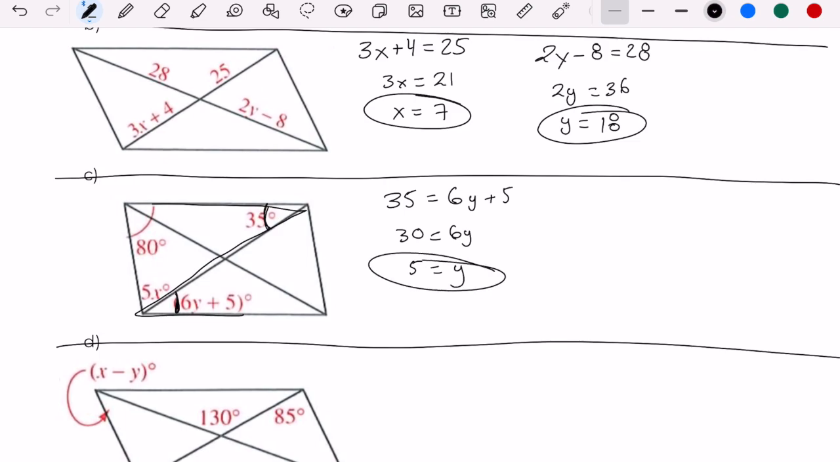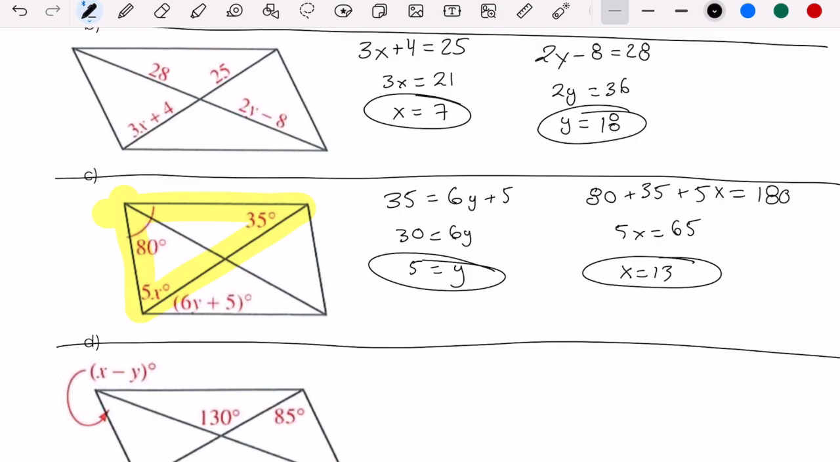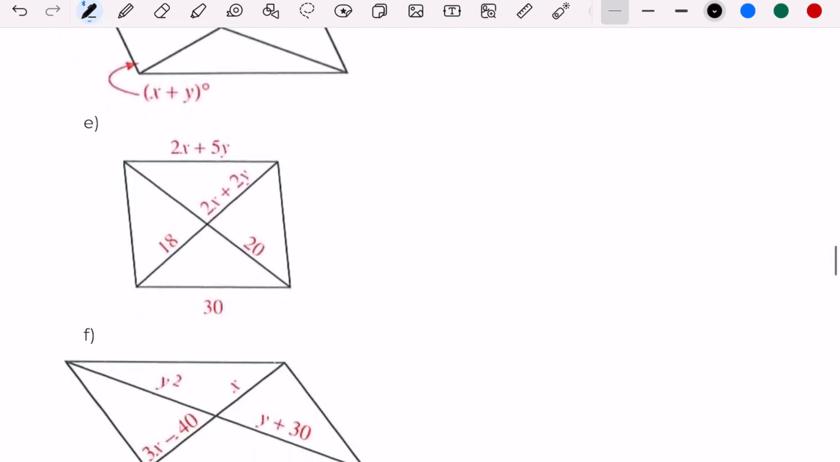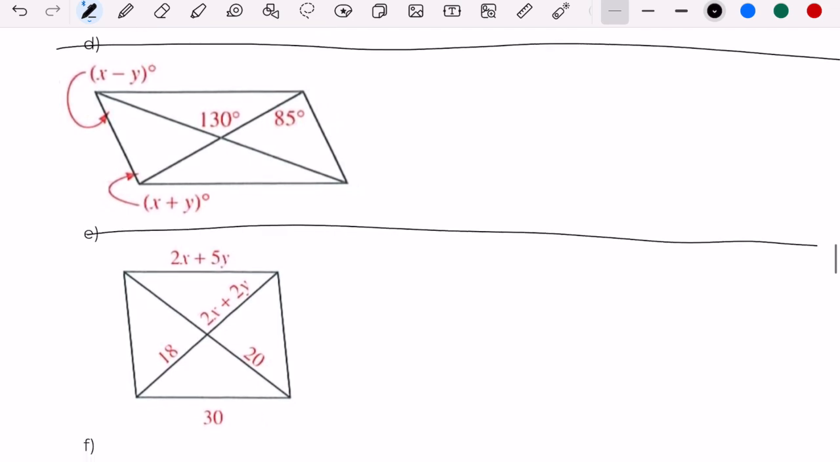Beautiful. And now look at this one. We have a triangle here. Oh my gosh, I erased the triangle. We have a triangle here. So 80 plus 35 plus 5x equals 180. So 180 minus 80 minus 35, that is 65. So 5x equals 65, and 65 divided by 5 is 13. So those are my solutions for this problem. It's getting harder, I can feel it. Beautiful.